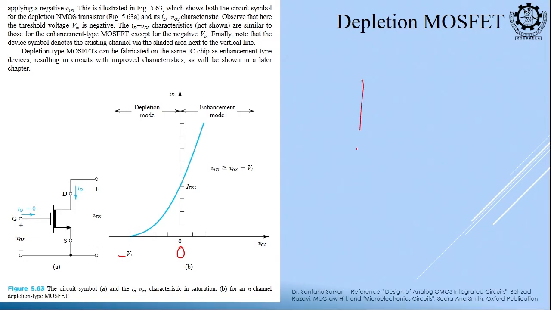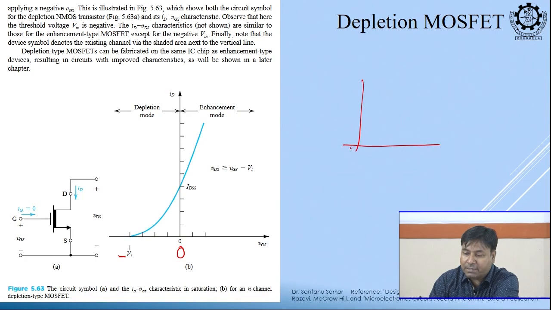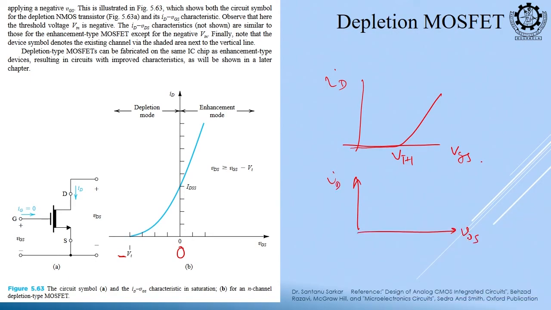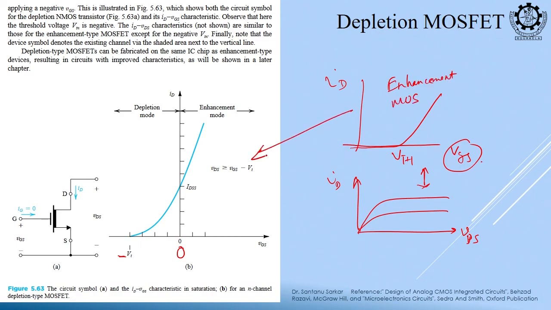What is the difference between enhancement and depletion? Enhancement was like this, at VTH it was turning on, this is ID, this is VGS. What is ID versus VDS? ID versus VDS looks like this. Be careful about these two plots, the axis is changed. This is the input characteristic, this is the output characteristic. So, this is my enhancement, and the depletion is as if left shifted.